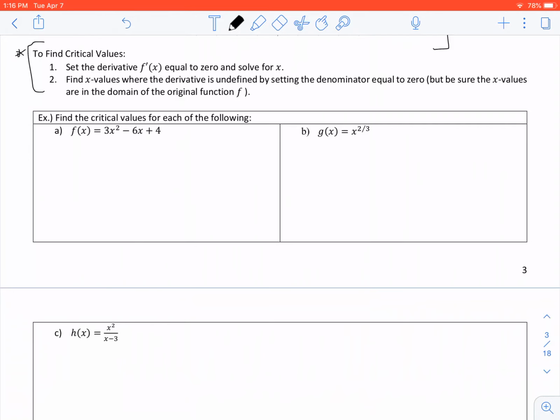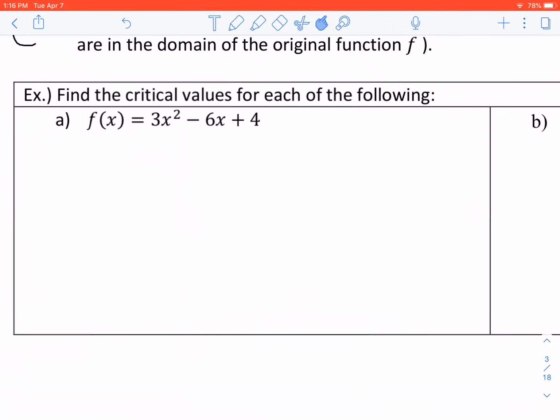So the first example on here is f of x equals 3x squared minus 6x plus 4. It says to find the critical values for each of the following. In order to do this, we need to take a derivative and set this equal to 0. First, taking our derivative, we get 6x minus 6. I'm going to set this equal to 0.